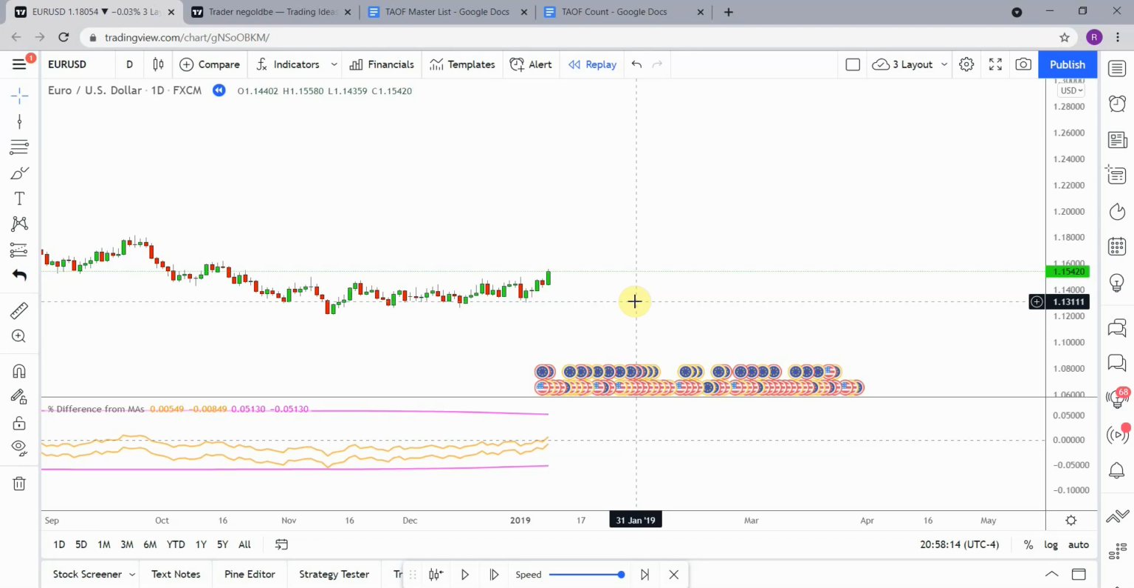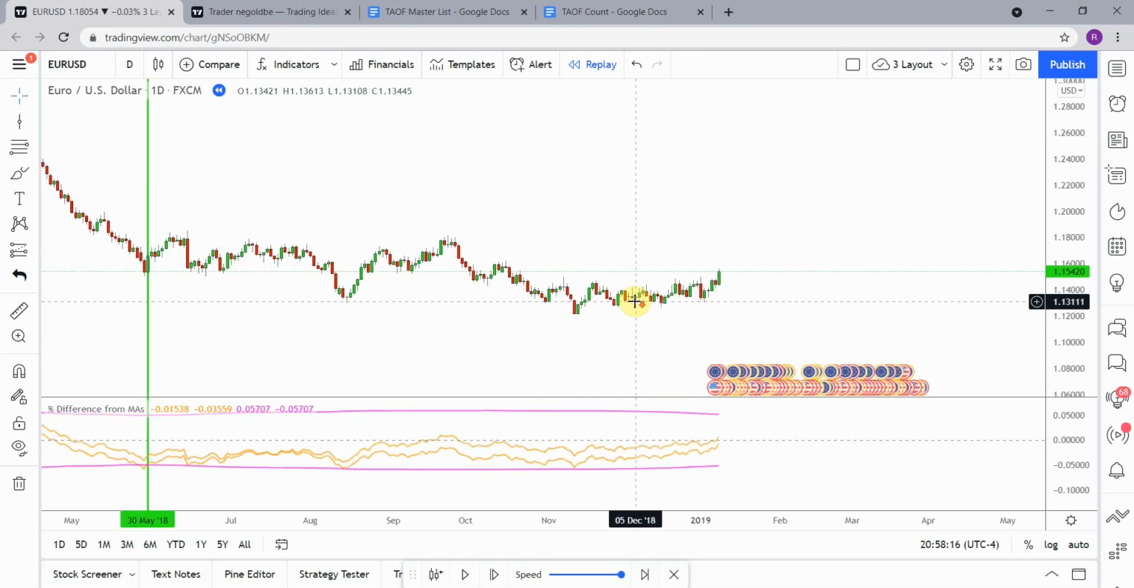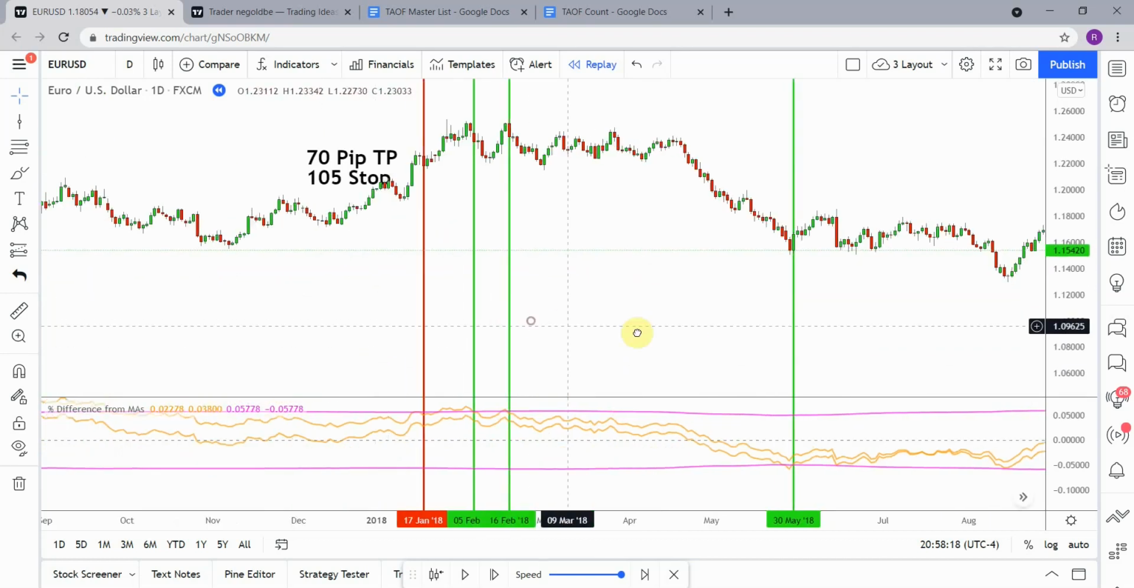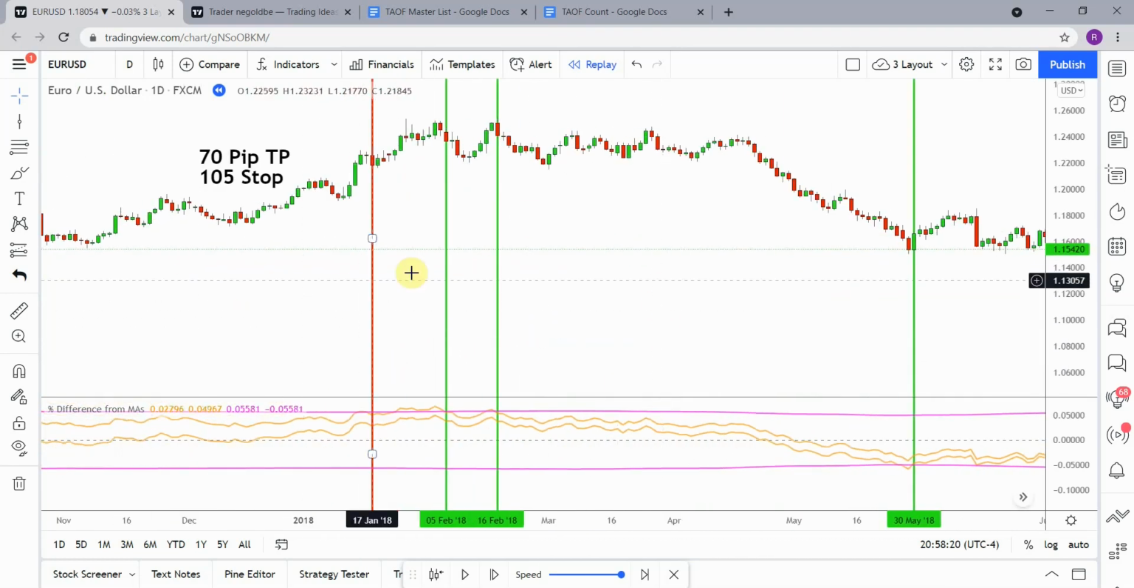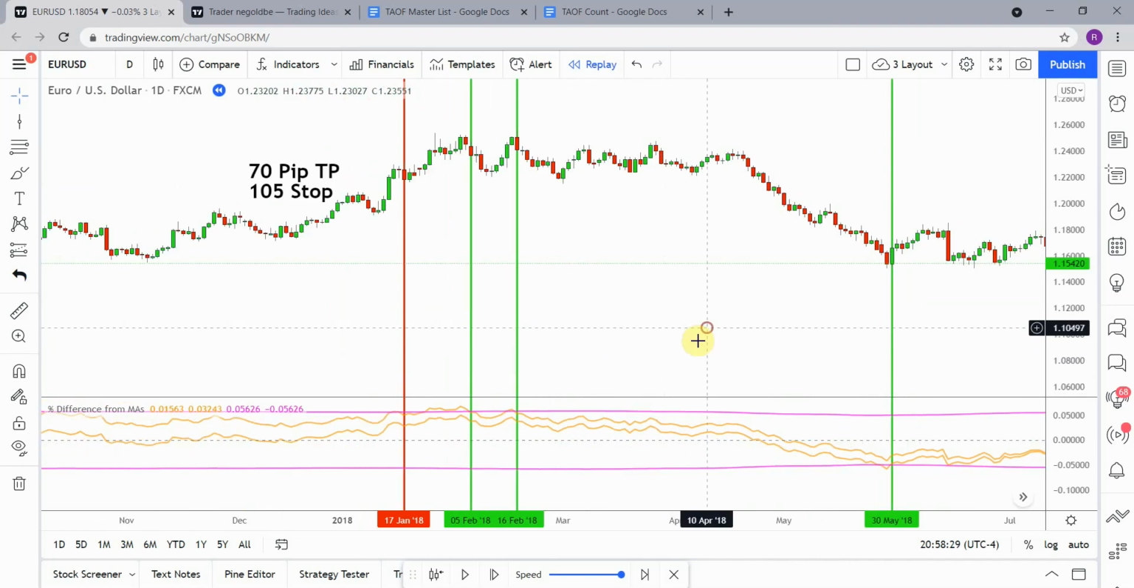All right, so let's get back to the indicator here and see what we get. So you can see there we had 4 trades, 1, 2, 3, 4, and we had 3 winners, 1, 2, and 3. So not too bad of an indicator.